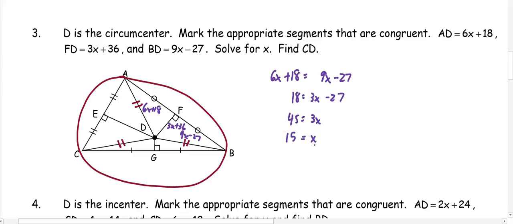Now that I know x is 15, I need to solve for CD. So remember that CD is going to be congruent to both AD or BD. So to solve for CD, I'm going to substitute into the AD side. So 6 times 15 plus 18, 6 times 15 is 90, plus 18 gets us 108.